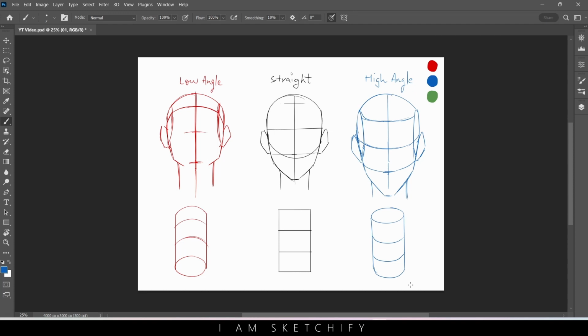And on the head from high angle, the opposite will happen. That is, the forehead will appear bigger, while the area between nose and the chin will appear smaller. So guys, this is how the basic construction of the head at low and high camera angles can be done. Moving on, let's pay attention to the facial features.